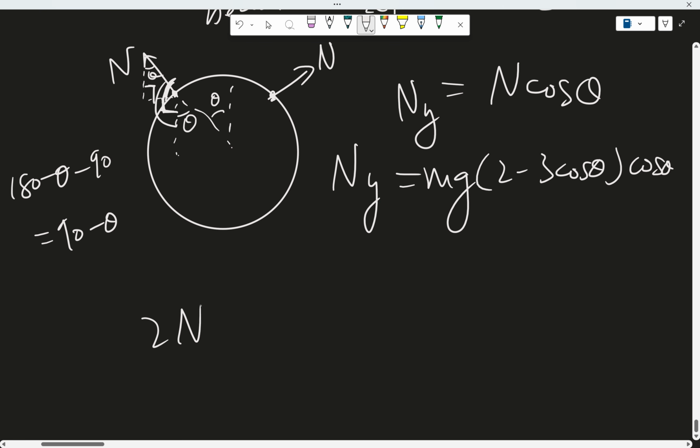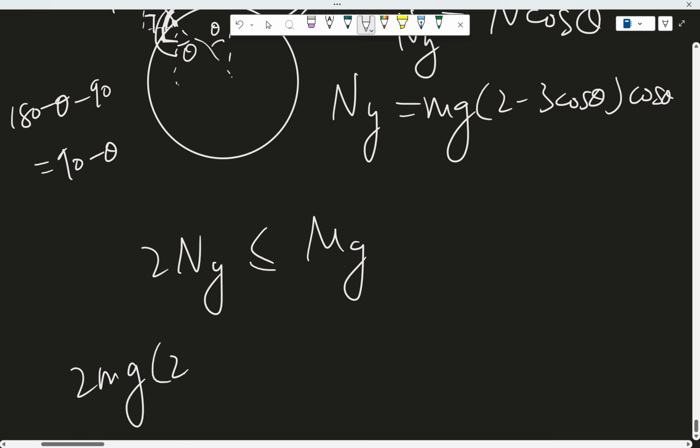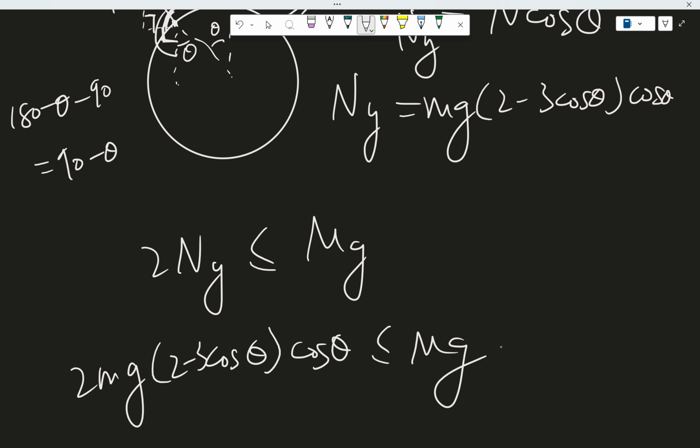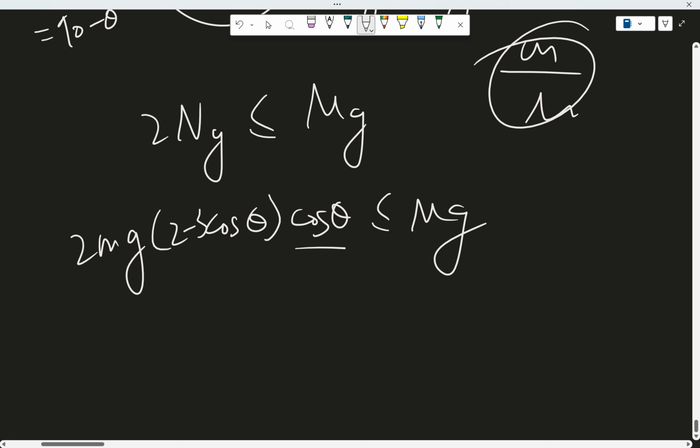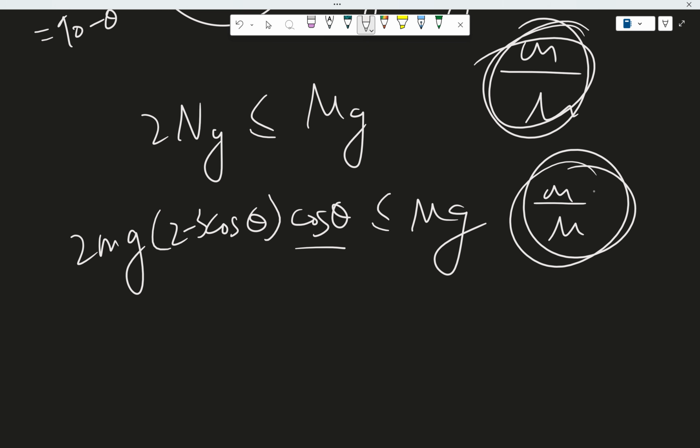And so now we have 2ny is smaller than or equal to big Mg. And so 2mg(2 - 3 cosine theta) cosine theta is smaller than Mg. And keep in mind here, we're trying to find the maximum small m over big M, but yet we have another variable here. So what can we do? Well, to ensure that this ratio is definitely the maximum, no matter what m is, as long as this ratio is smaller than that, this hoop will never fly off. So in order to do that, we must maximize all other variables, if that makes sense. We must ensure all other variables will not interfere.